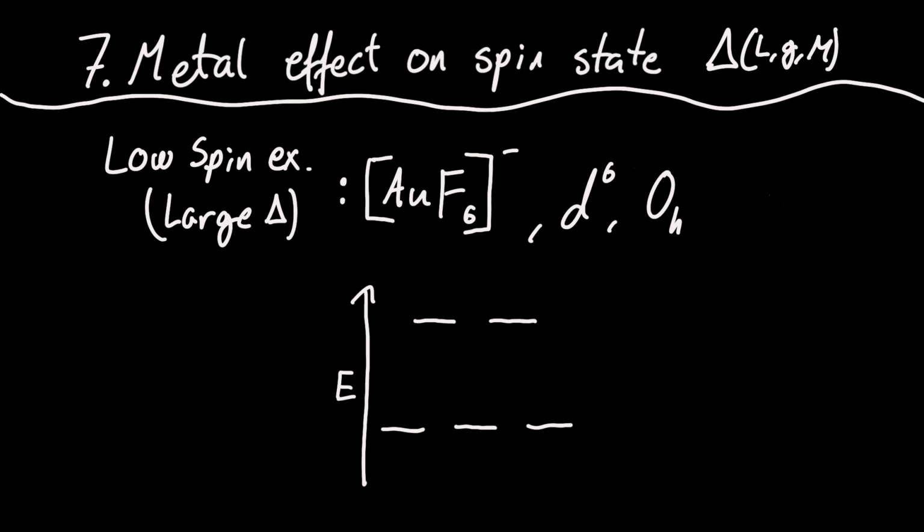Hexafluoroaurate 1- is an unusual complex with gold in a +5 oxidation state. The metal is d6, its shape is octahedral, and the ligands are weak. Thus far, it sounds like it should be a high spin complex. However, because gold is using its 5d orbitals for the electrons, the interactions between ligands and orbitals are large, and thus the splitting is also large and a low spin complex is more beneficial.